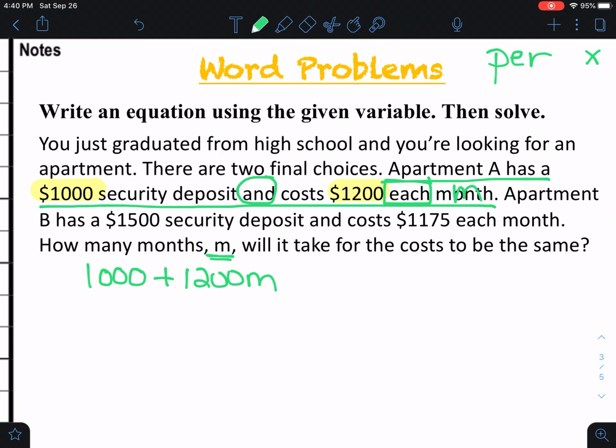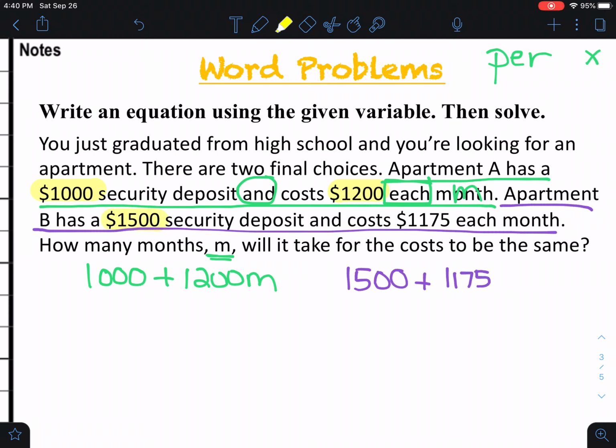Now let's take a look at the second one. It says apartment B has a $1,500 security deposit. So 1,500 plus costs $1,175. Again, 1,500, $1,175, and each month or per month. So again, multiplication and times the number of months. We don't know how many months you're going to stay there. That could vary. So that's why M is our variable and stands for stuff that can vary.